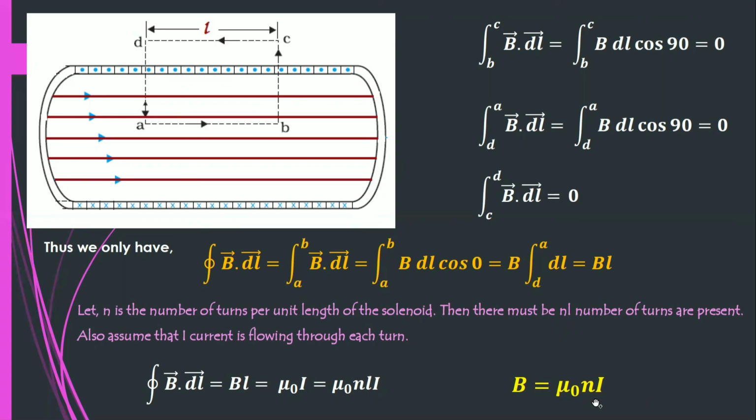So the magnetic field due to a long solenoid is equal to mu 0 nI, where n is the number of turns per unit length of the solenoid, I is the current flowing through each turn, and mu 0 is the permeability of free space. So by applying Ampere's circuital law, we can obtain the magnetic field due to a solenoid.